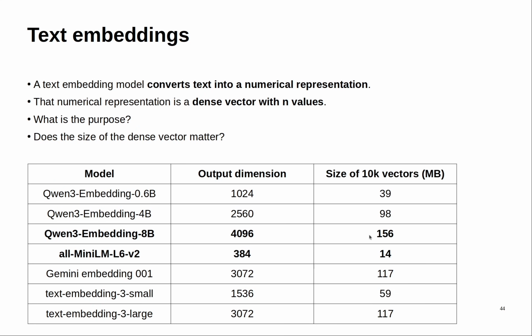Notice the big difference between the Qwen3 model and the all-mini-LM model. Qwen3 needs about 11 times more space than all-mini-LM. And here the size is in megabytes. If you plan to store 100,000 documents or millions of documents, that number will grow very rapidly. Keep this in mind when choosing an embedding model, especially if you are working with large datasets.